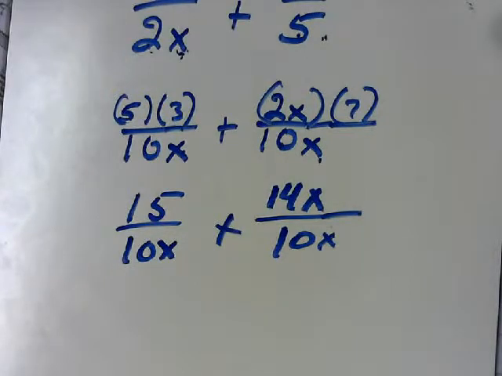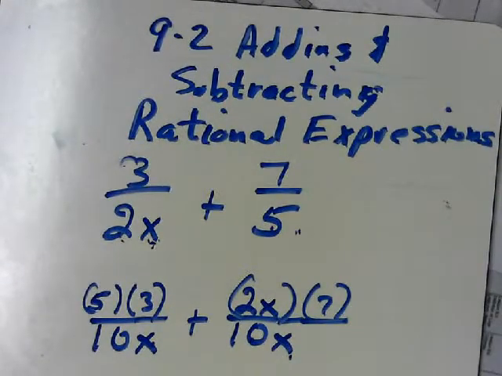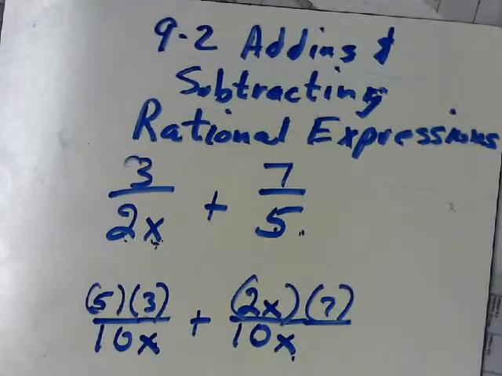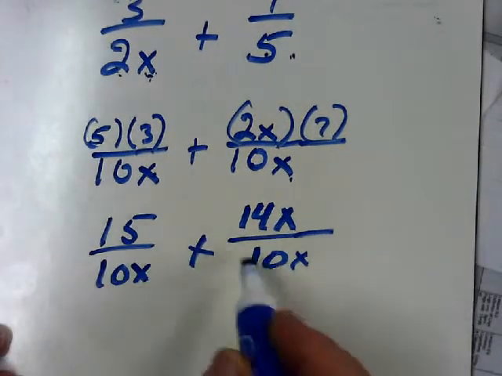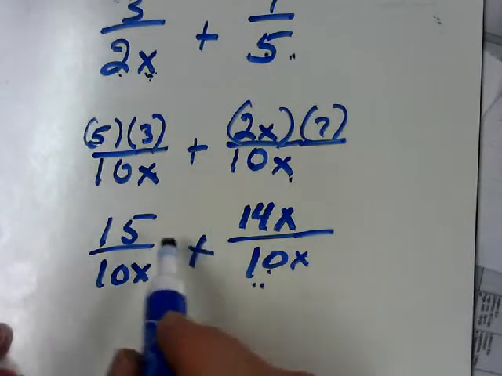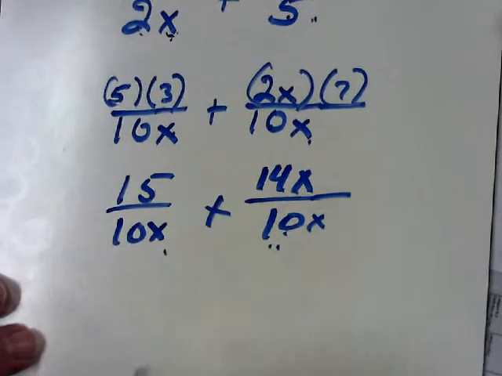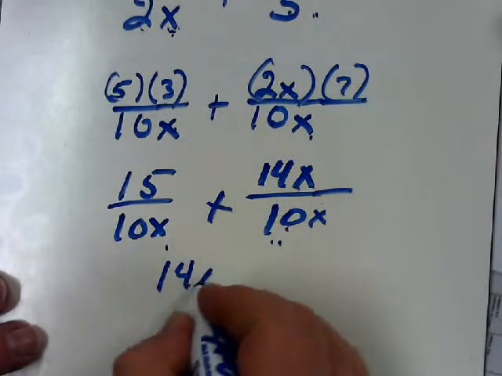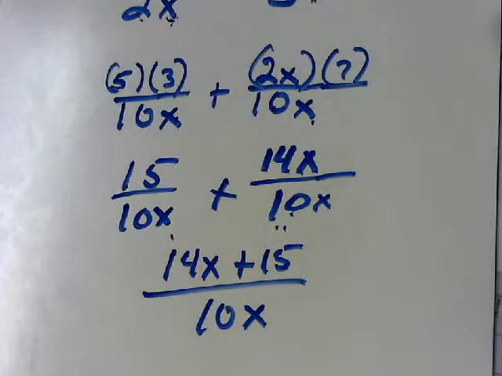Well, okay, nice idea, but if I reduce, guess what I end up with? What I started with. Does that make sense? I put these in common denominator so that I could add these, couldn't I? So what's 15 plus 14x? 14x plus 15 all over 10x. I put the x term first. I put it in descending order.